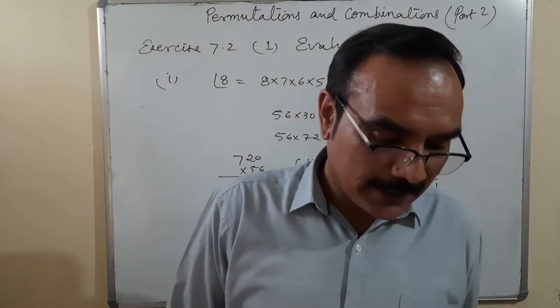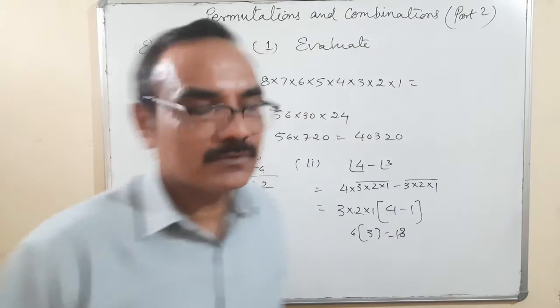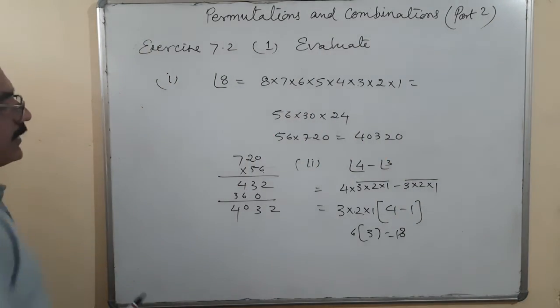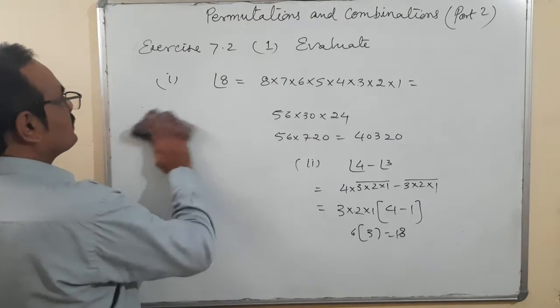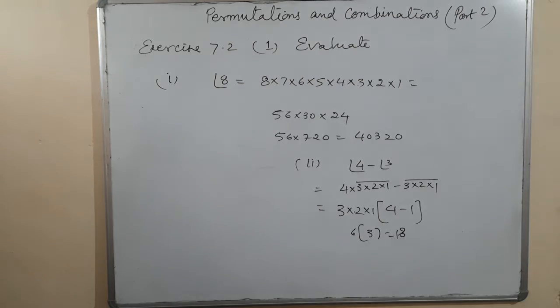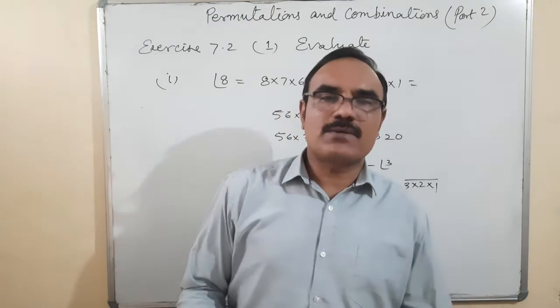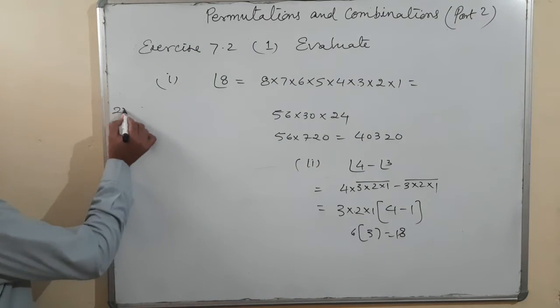Question number 2: factorial 3 plus factorial 4 is equal to factorial 7. Is it true? What do you think? Factorial 3 plus factorial 4: the product of first 3 natural numbers plus the product of first 4 natural numbers is equal to the product of first 7 natural numbers. It is not correct. Let us see.